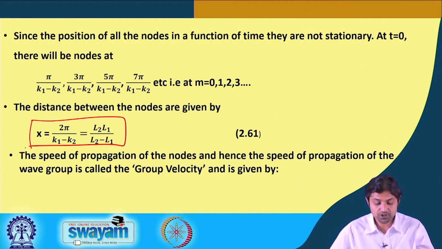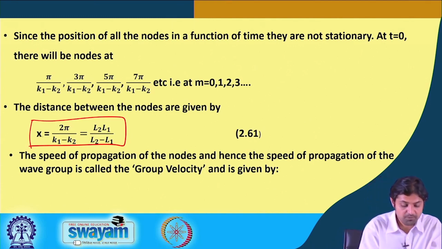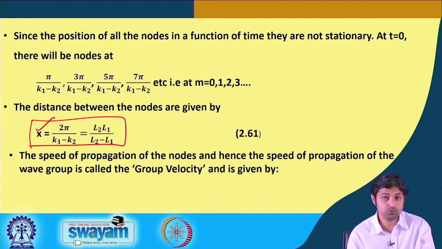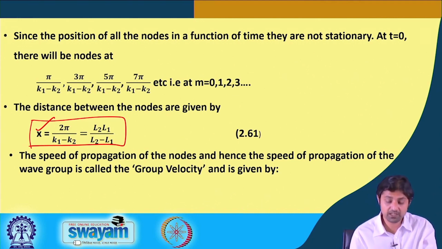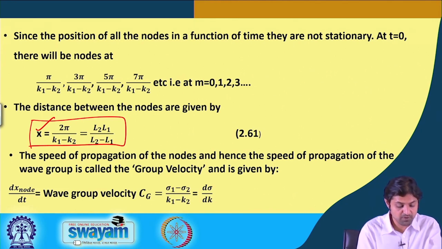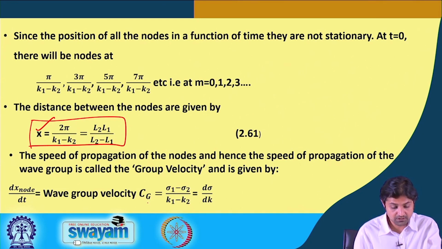The speed of propagation of the nodes, and hence the speed of propagation of the wave group, is called the group velocity. So, what we have obtained is the distance between the nodes. Now if we find the speed of these nodes, we can find the speed of propagation of the wave group, and this particular velocity is called group velocity. So, dx node by dt is the wave group velocity Cg, alright.